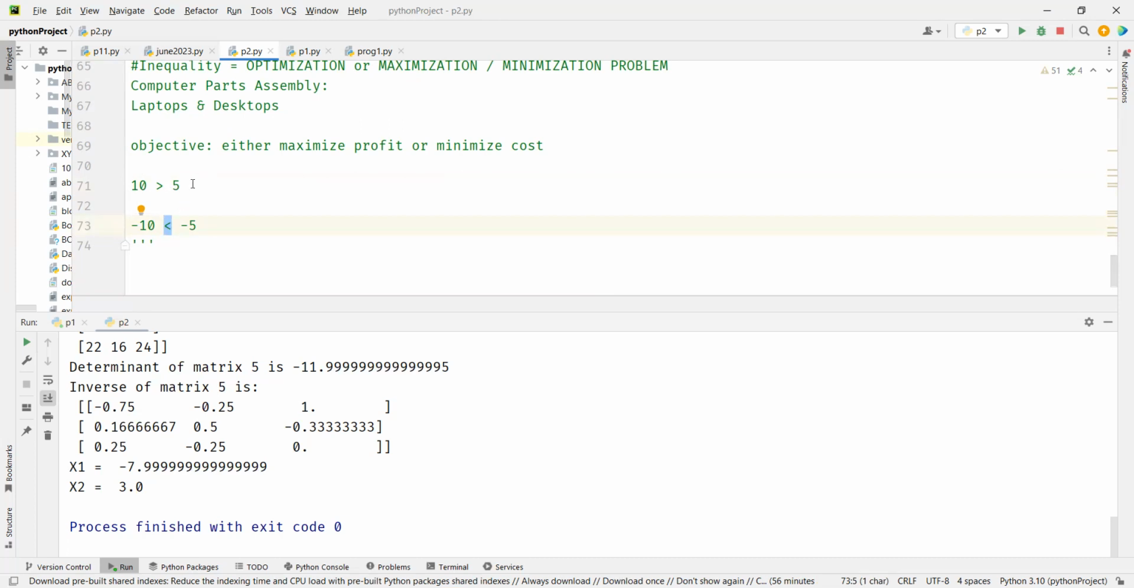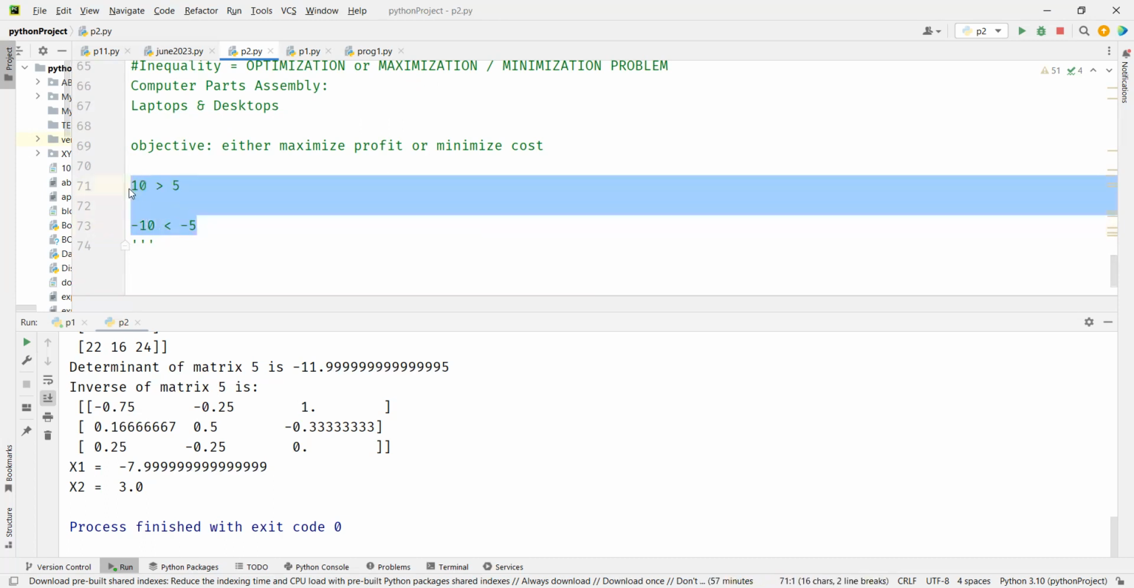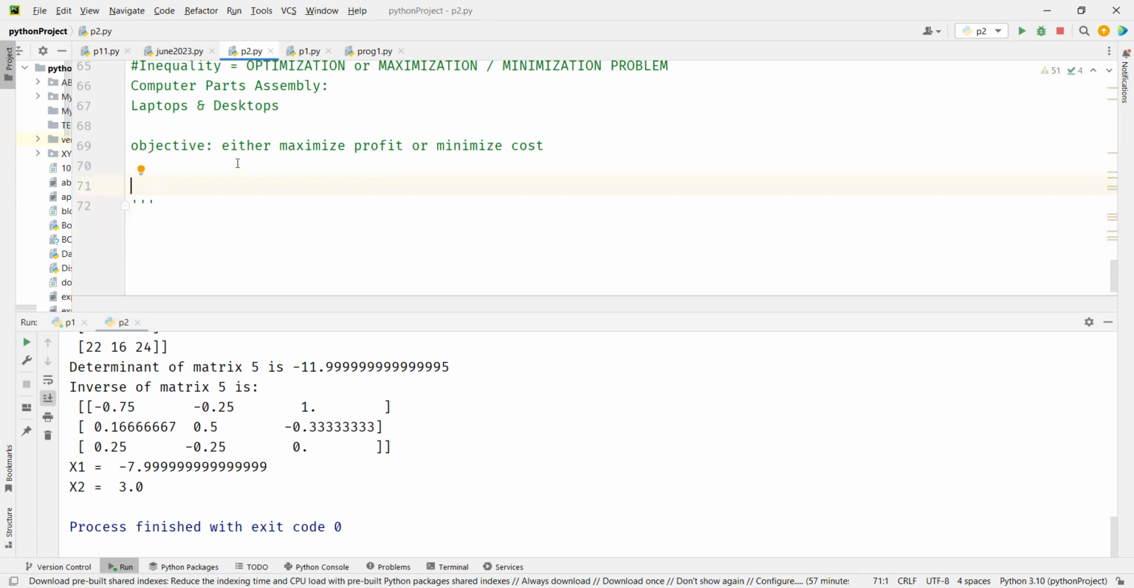If I tell you this is a maximization problem, convert it into a minimization problem. So I'll say, okay, let me multiply with minus 1. It becomes a minimization problem. So this is the theory behind it, but we'll see how it is done. So the objective is either to maximize profit or minimize cost.